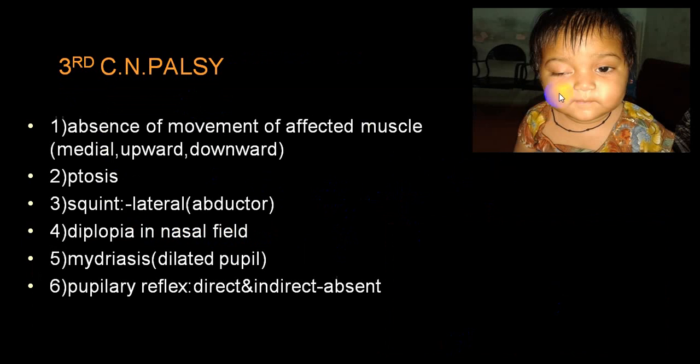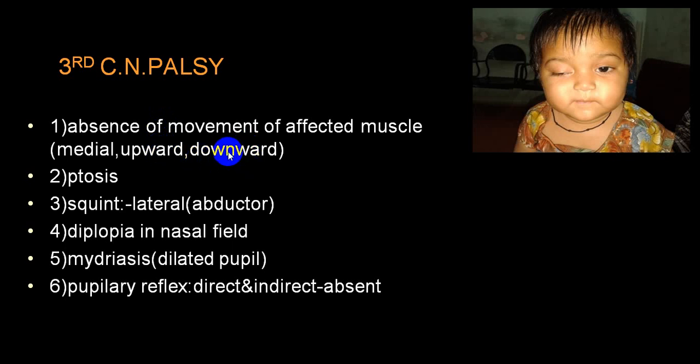So this is typical third cranial palsy, ptosis, squint, we call as a lateral, that is outwards and downwards. Diplopia in a nasal field. Mydriasis, that is dilated pupil. And pupillary reflex, direct as well as indirect reflex, will be absent on the side where there is a damage. And there will be absence of movement medially and upward. Medially and upward movement will be maximally affected.